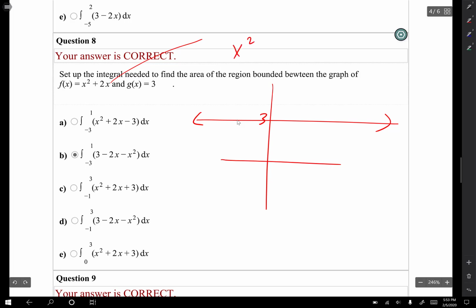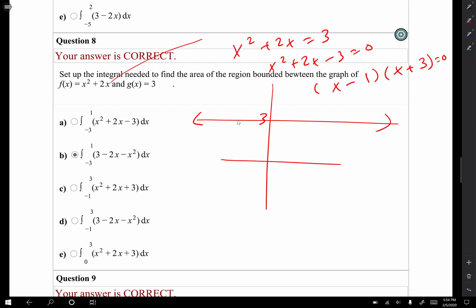x squared plus 2x equals 3. Not zeros, where they intersect. So where does this happen? x squared plus 2x minus 3 equals 0. So let's see. (x + 3)(x - 1) equals 0. I'm going to write a 3 here and a 1 there. So there you go. That will work. And I have x equals 1 and x equals negative 3. So negative 3 to 1 are my limits.